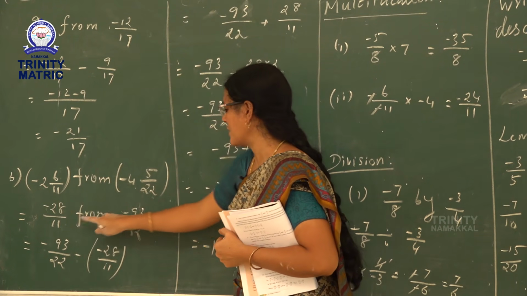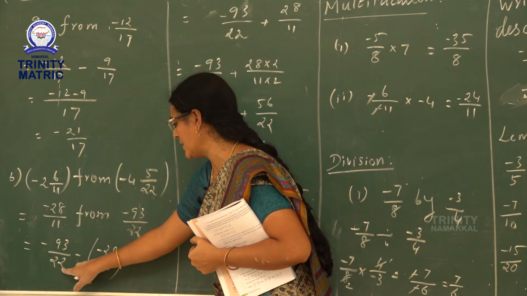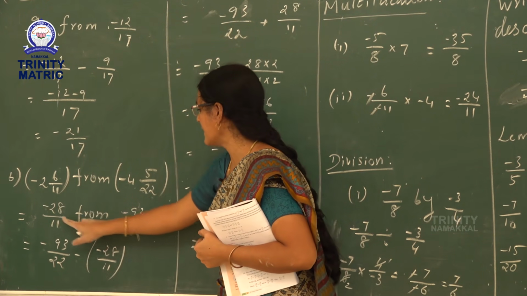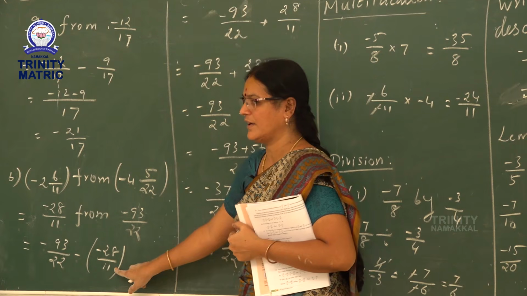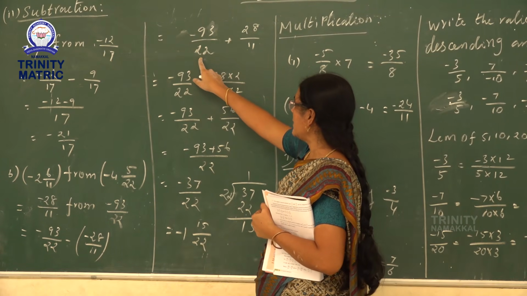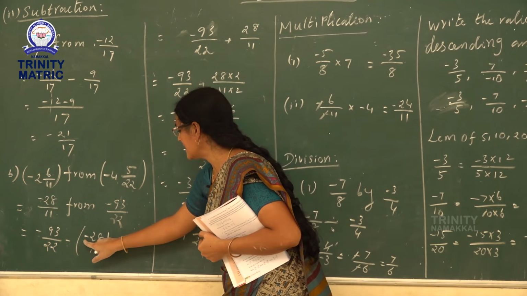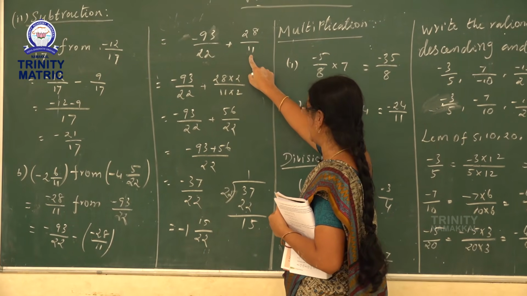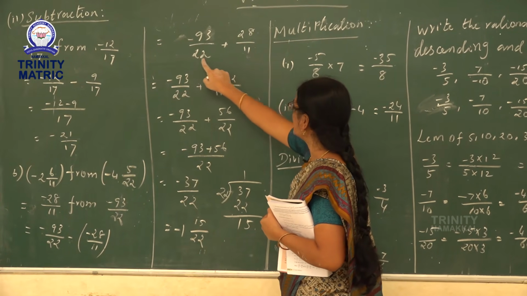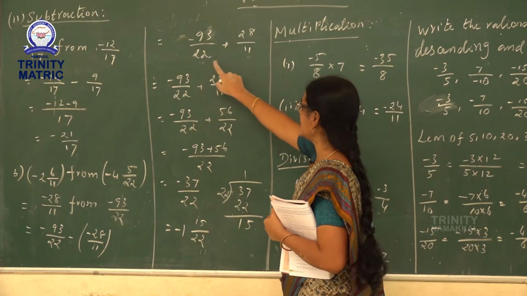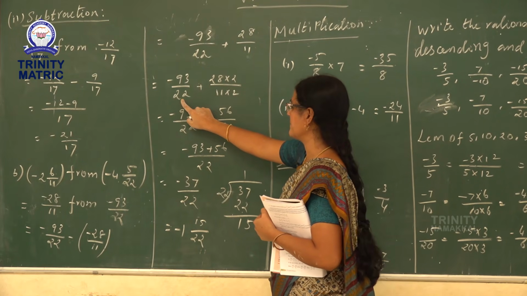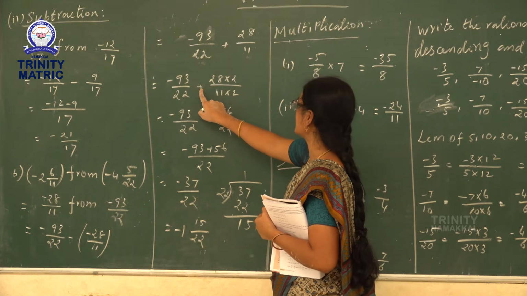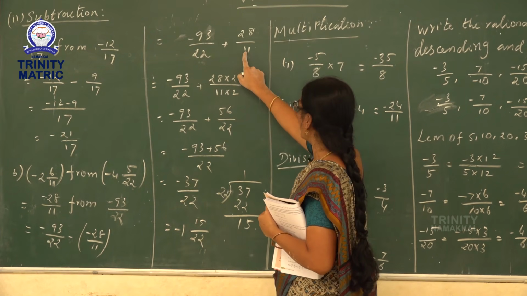After "from", we should write first: minus 93 by 22, subtraction symbol, then bracket, minus 28 by 11. Minus 93 by 22, minus into minus, plus 28 by 11. The denominators are divisible by 11, so I will take 22 as the LCM. Minus 93 divided by 22 plus, here we want 22.